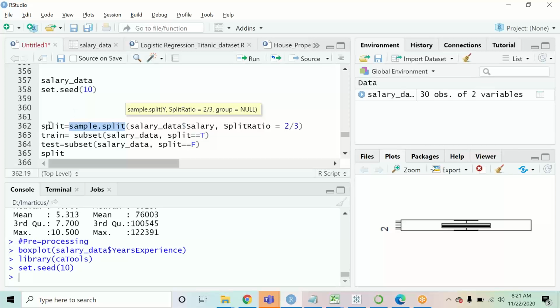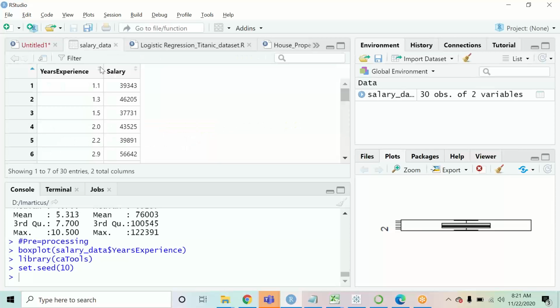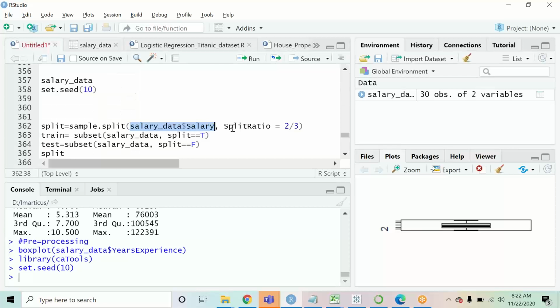So we create a variable by the name split, and we define that I would like to break my data, right? So we have salary_data$salary. When we split the data, we always mention the name of the target variable. We say we would like to break the data on the basis of this variable into two parts, and we define that ratio. So we want the ratio to be 2:3.